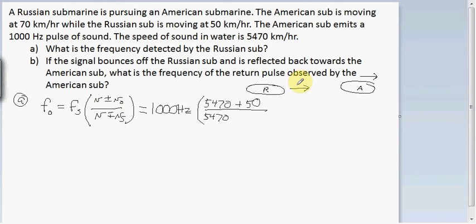The source is the American sub. And again, we take the top sign if the source is moving towards the observer, the bottom sign if the source is moving away from the observer. Here the source is moving away from the observer, and so we want the bottom sign, which is also plus. And this works out to 996.4 hertz. They're both moving in the same direction at almost the same speed, and so we don't get too much of a change in the frequency at all.